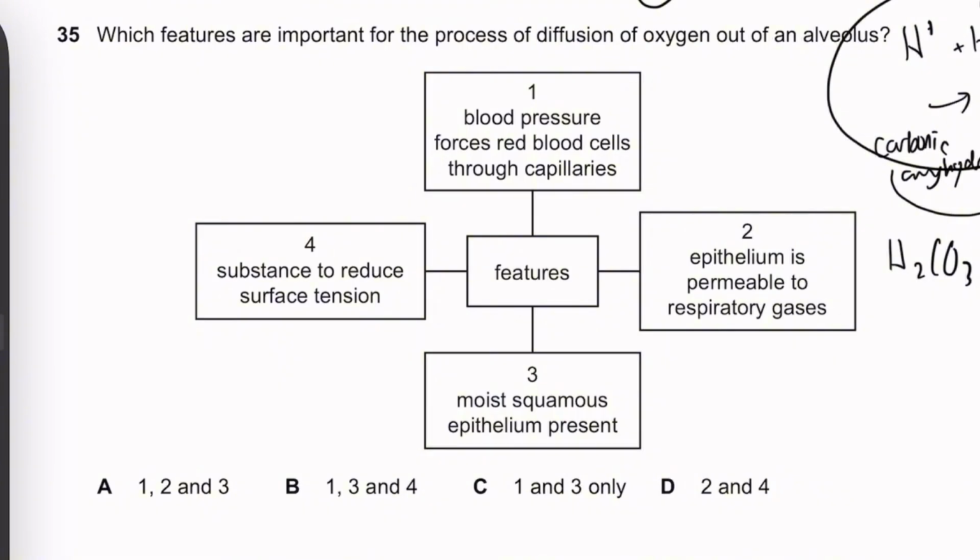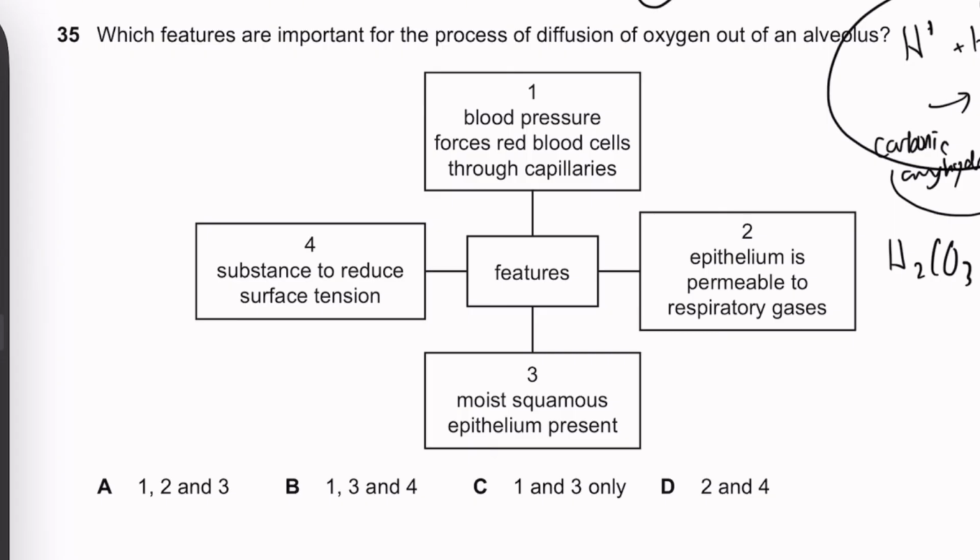Which of the features are important for the process of diffusion of oxygen out of an alveolus? Blood pressure forces red blood cells through capillaries. That is actually true, because when there's pressure that's going to push the red blood cells closer to the surface, basically making them completely surrounded by capillaries, and so oxygen is free to diffuse with greater surface area. I don't mean surface area to volume ratio, just greater surface area in general.